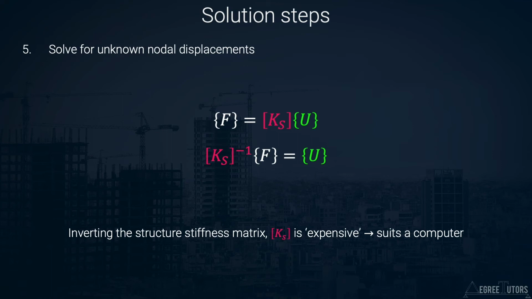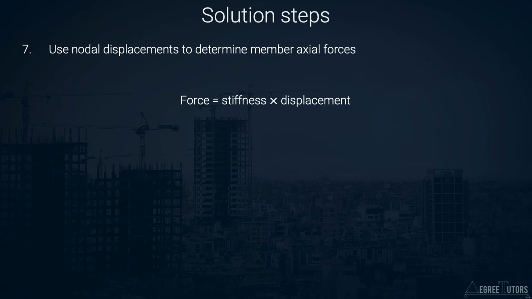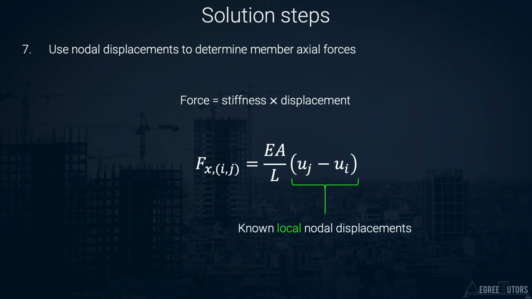Once we have our nodal displacements, we can multiply those nodal displacements by the primary stiffness matrix now to find our reaction forces. Then we can go ahead and use those nodal displacements to determine the member axial forces. So this is relatively straightforward because it's all based on this very simple equation here. Force is equal to stiffness times displacement. So the force in a member between nodes I and J is simply the stiffness of that member times the change in length of that member, which is basically just the difference of the nodal displacements at each end of the member. So these are the local nodal displacements.